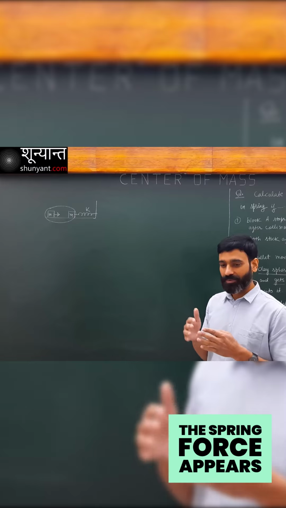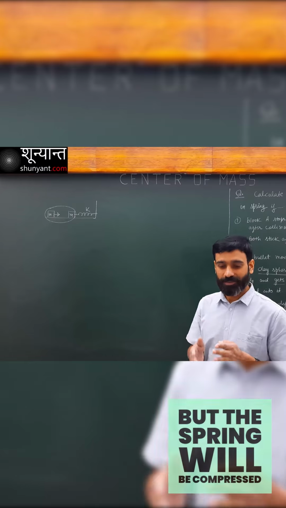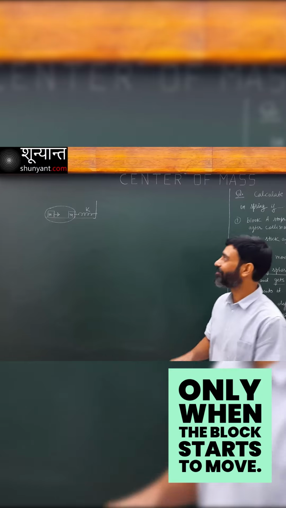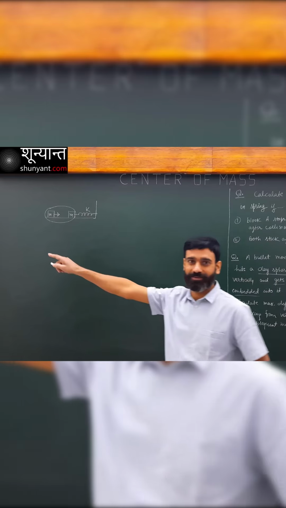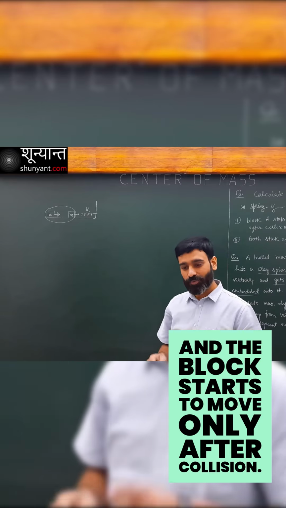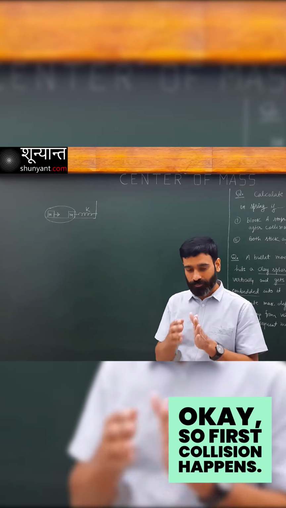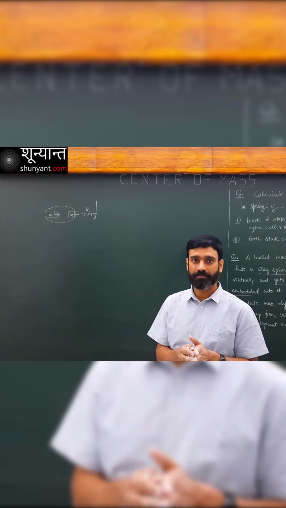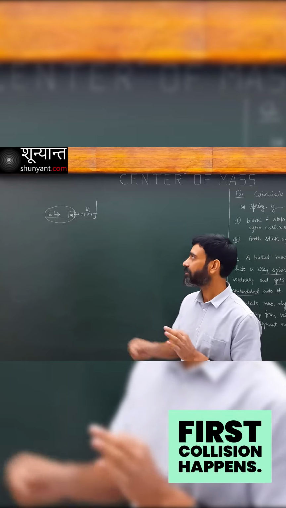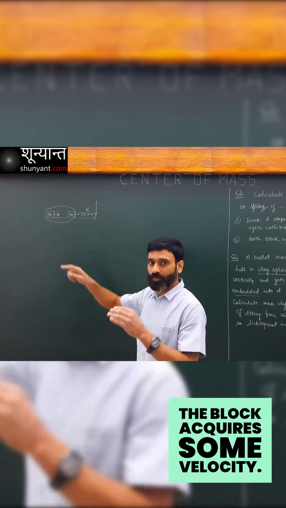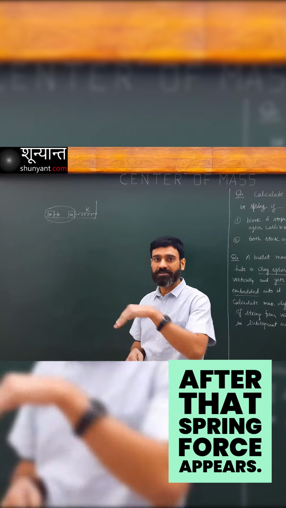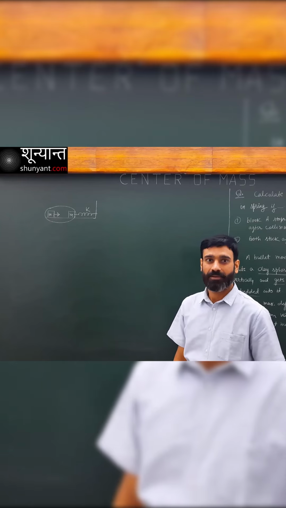The spring force appears only after the spring is compressed, but the spring will be compressed only when the block starts to move. And the block starts to move only after collision. Okay, so first collision happens. The block acquires some velocity. After that, spring force appears.